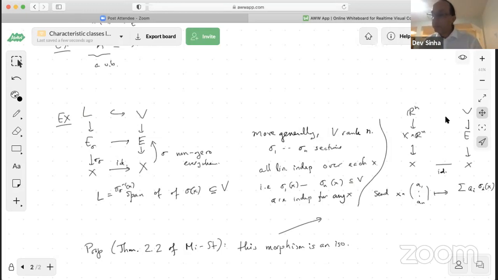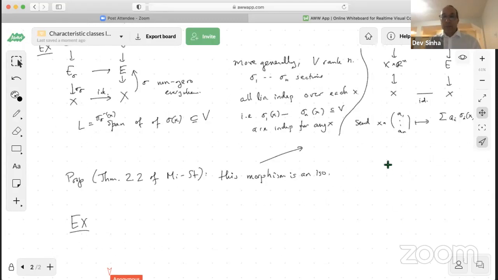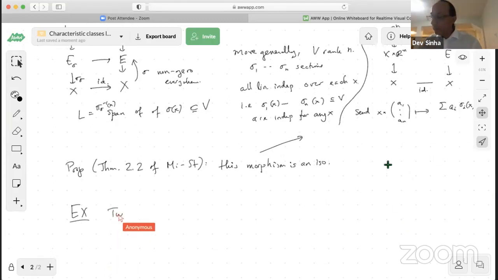Stasheff's book. So what this says is that any rank n bundle with n sections is trivial. In particular, any line bundle with a section is trivial. So let me give you an example: the twice twisted Möbius bundle.